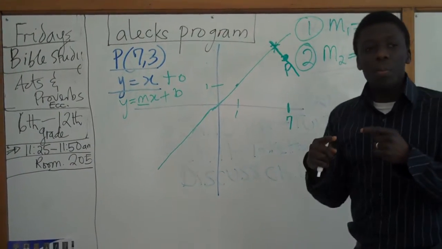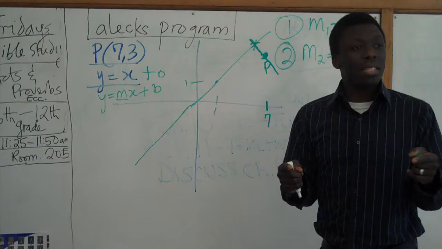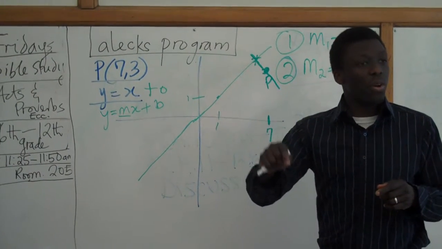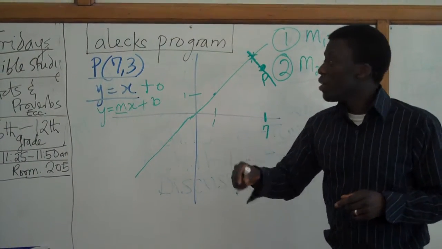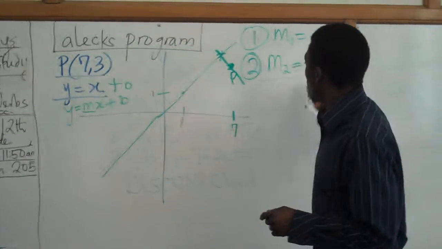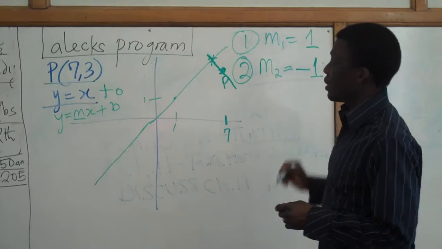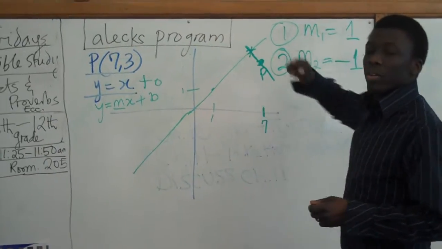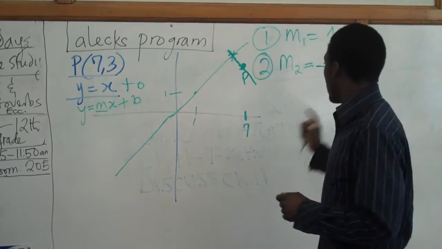If the second line is perpendicular to the first line, that means that it has the negative reciprocal of the slope of the first line. So if the slope of the first line is 1, the negative reciprocal would be minus 1, because that's simply negative 1 over 1, which is negative 1.